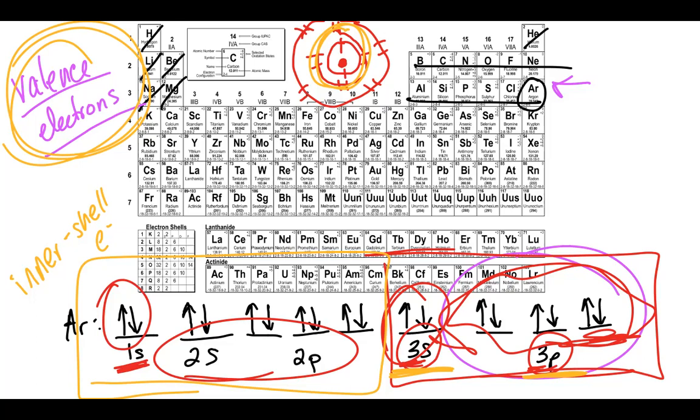But it's important to remember that it's the highest energy level. So that would include 3s and 3p, because they're both in level 3.